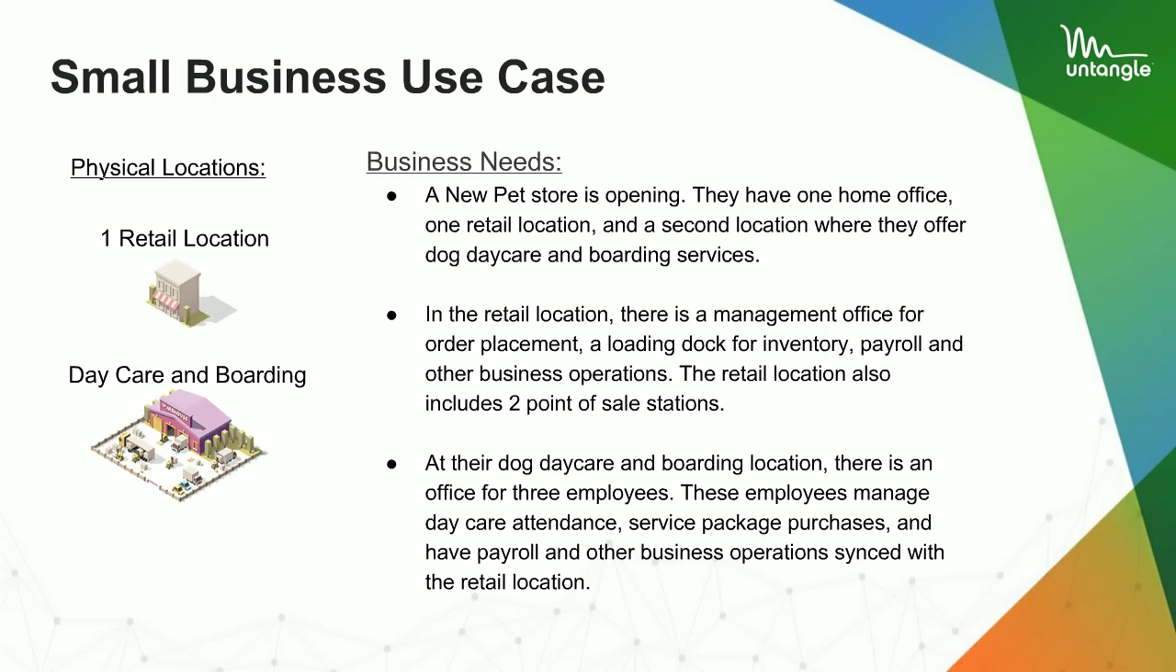These employees manage daycare attendance, service package purchases, and have payroll and other business operations synced with the retail location. So essentially what we have here is 3 offices that all need some level of interconnectivity. Both of the remote offices need to have access to the home office, mainly as a report back in, if you will, calling home to headquarters. And daycare and retail both need to be able to communicate with each other as well because they are both point of sale. The daycare manages the daycare services while the retail location handles all other retail services. So they need to intercommunicate, and they both need to communicate back to the home office.